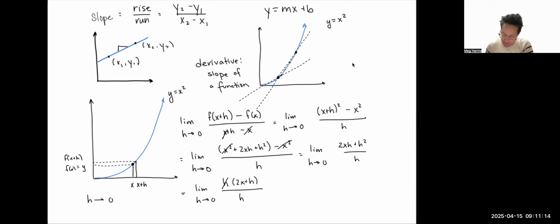Which means that's going to cancel with the h on bottom. And now we get the limit as h approaches 0 of 2x plus h, which is just 2x. And that is our answer. So anywhere along that curve, the slope of the curve is just 2 times its x coordinate. So down here at x equals 1, that would give us a slope of 2. But up here at like x equals 4, that would give us a slope of 8.